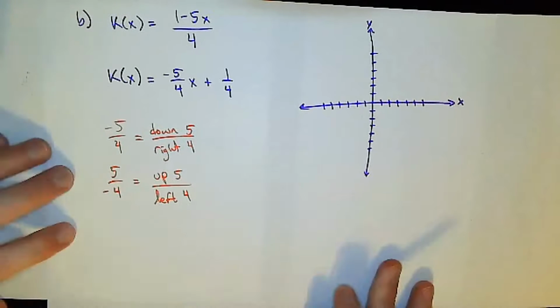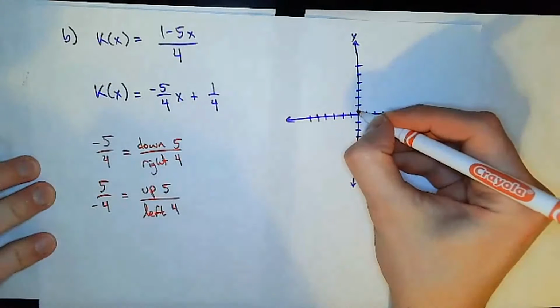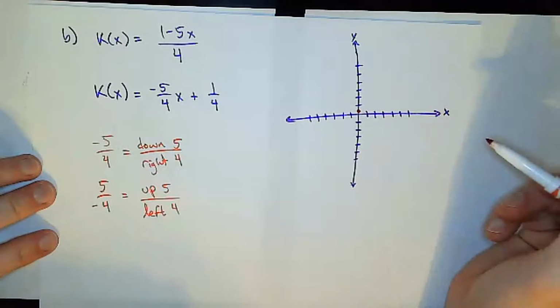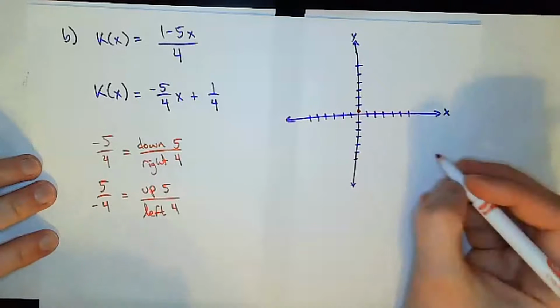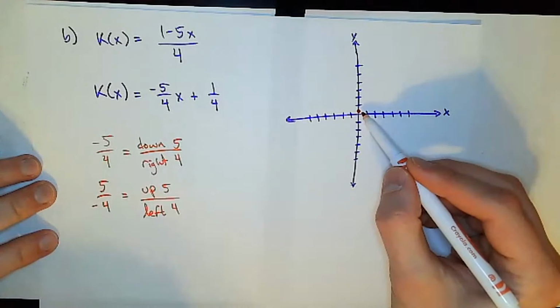But the first value I'm looking at is that y-intercept at 1/4, so it's really close. It's right there, close to 0, and 1/4 right there on the y-axis. So that coordinate point is 0, 1/4.